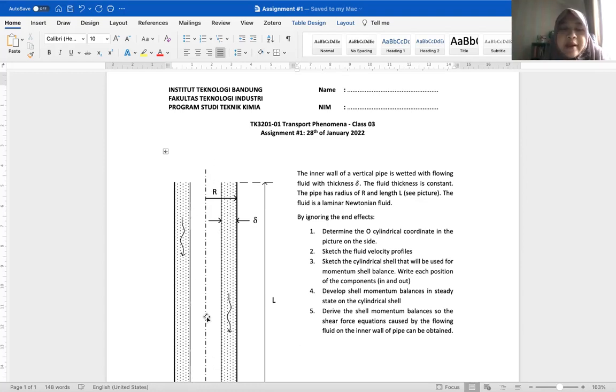Okay, so this is air. This is the inner wall of a vertical pipe, and it is wetted with flowing fluid. The difference with the previous one is that in the previous one, the inside of the vertical pipe is fully filled with the fluid, so it is a closed system. While in this case, you see that it is only wetted, there is a wetted layer.